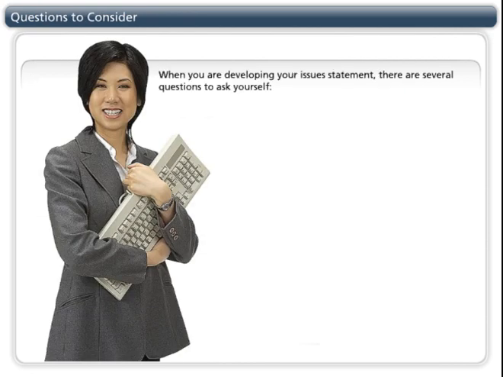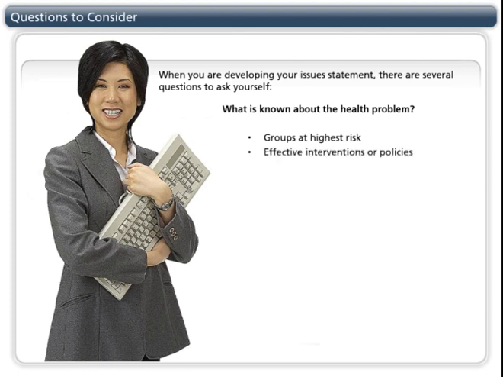When you are developing your issue statement, there are several questions to ask yourself. First, from an epidemiology and program development standpoint, what is known about the health problem? Who are the populations at highest risk? Do effective interventions exist, and what is the degree of effectiveness?